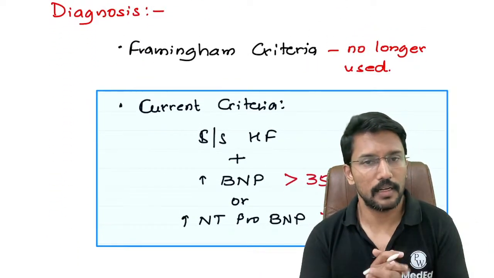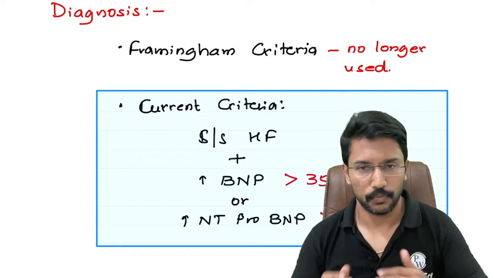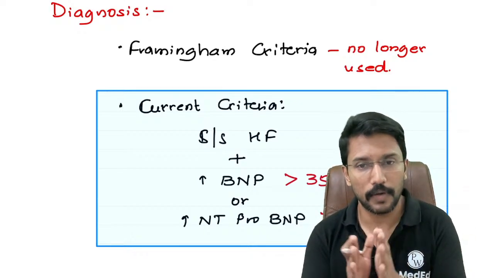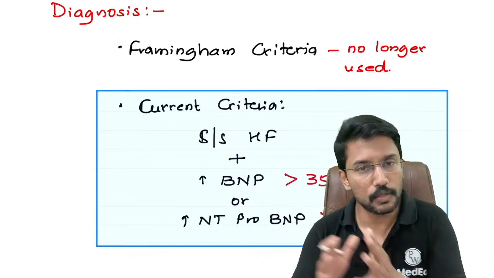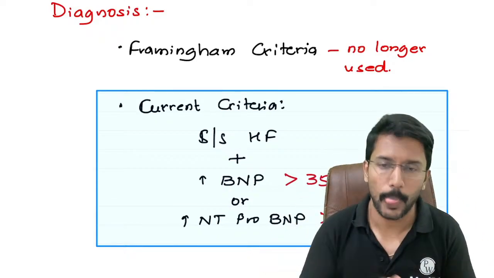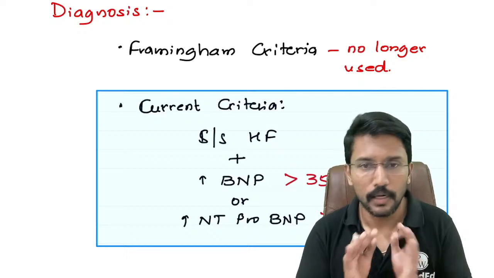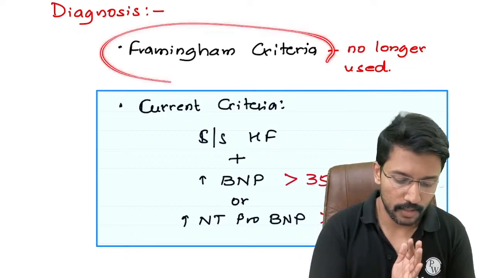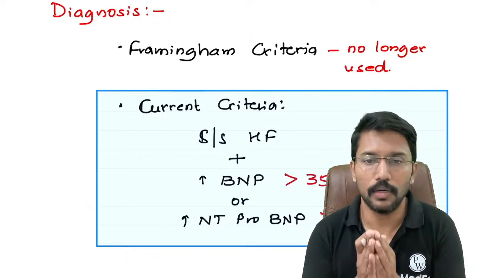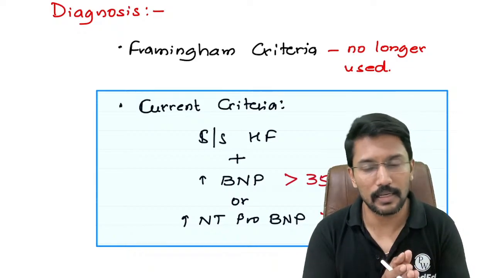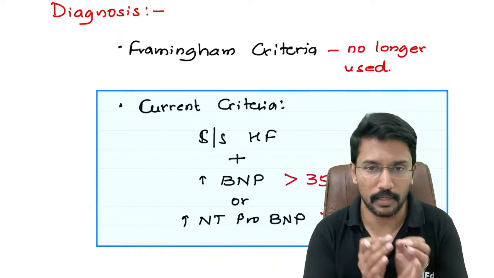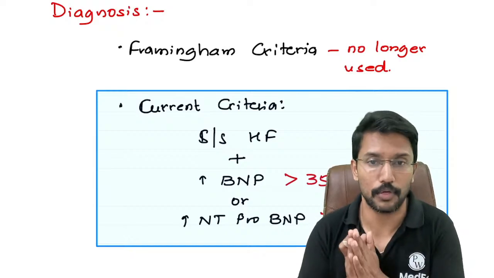Now, how do we diagnose heart failure? In the past, we had a criteria called the Framingham criteria. When any patient presented with symptoms of heart failure, we used to give relative weightage to individual symptoms. There were major and minor criteria to decide whether the patient has heart failure or not. Today, we do not follow the Framingham criteria, so you only have to remember the name. You don't need to spend your time on it. So what is the current criteria? The current criteria is the American College of Cardiology and American Heart Association criteria, endorsed by WHO.